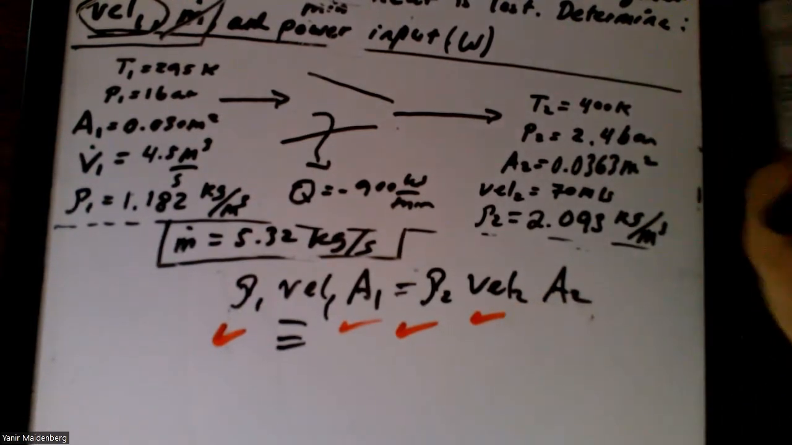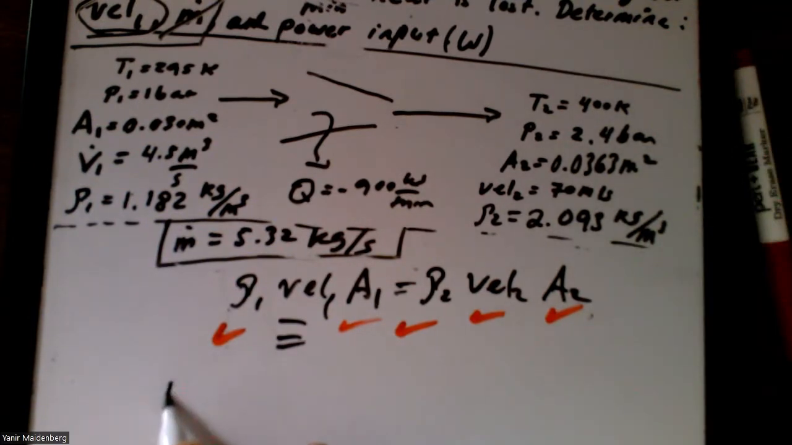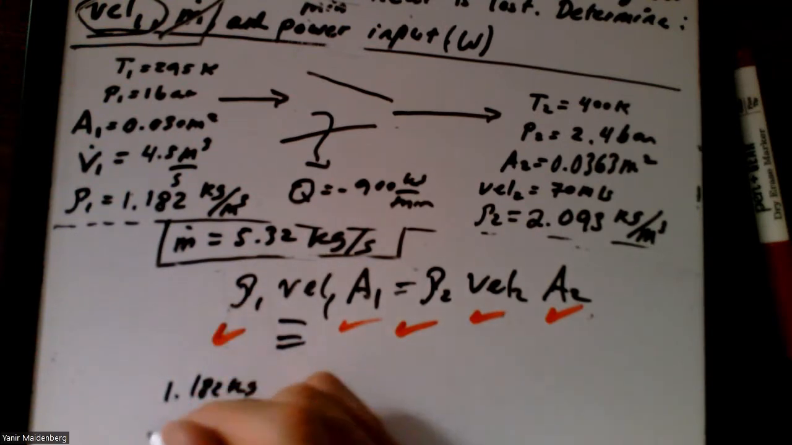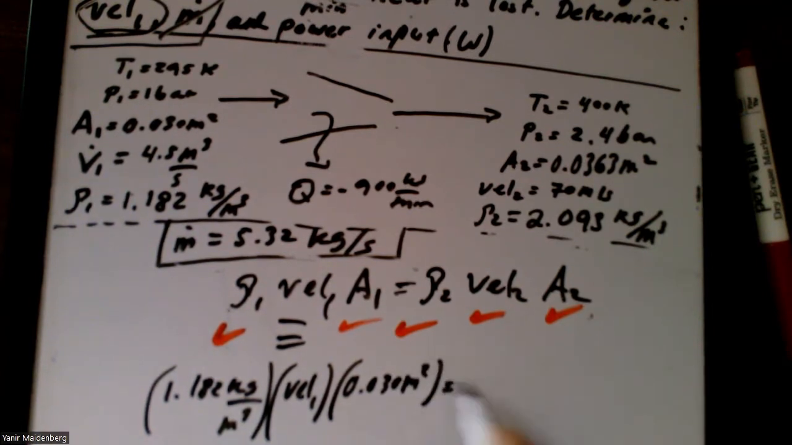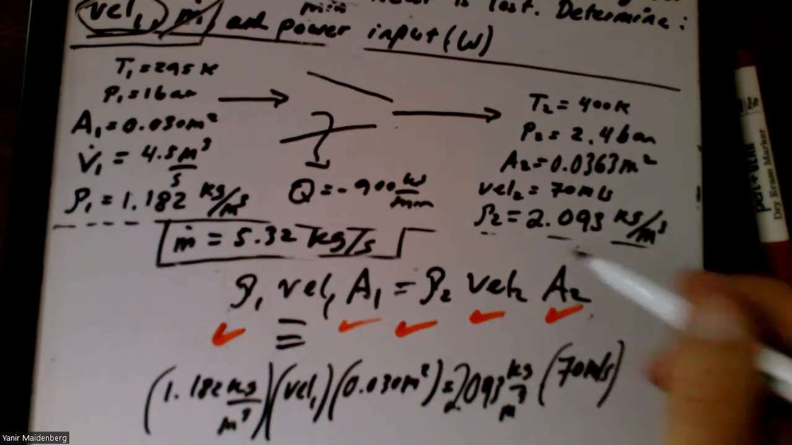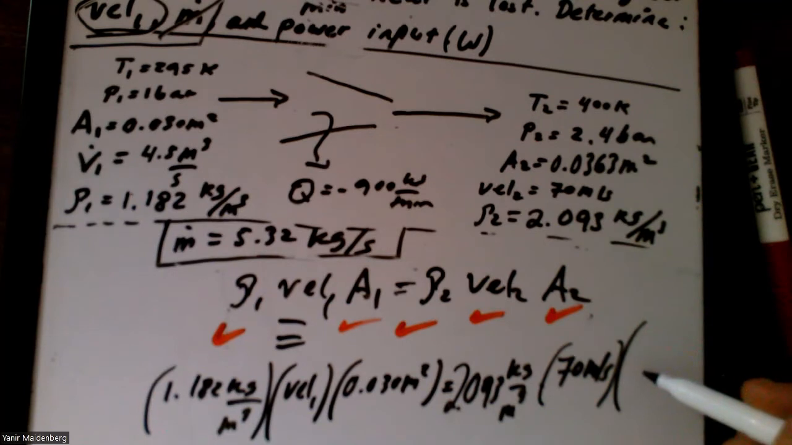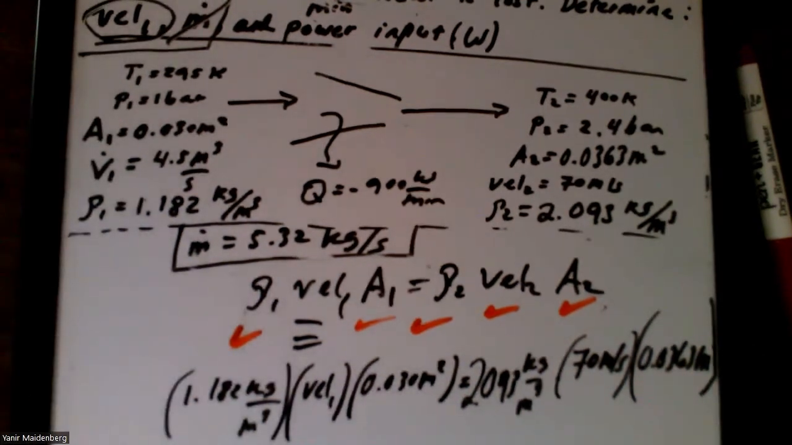If you look at this equation, now we also have A2. So that means we can just punch everything in here. I have 1.182 kilograms per meters cubed, and that's my initial density. My velocity 1, well, that's what I want. My initial area is 0.03 meters squared. That's going to be equal to rho 2, which we just calculated, 2.093 kilograms per meters cubed. Velocity 2 is 70 meters per second. And my final area is 0.0363. You will notice I didn't really need to do it this way, but it's just one way of doing it.